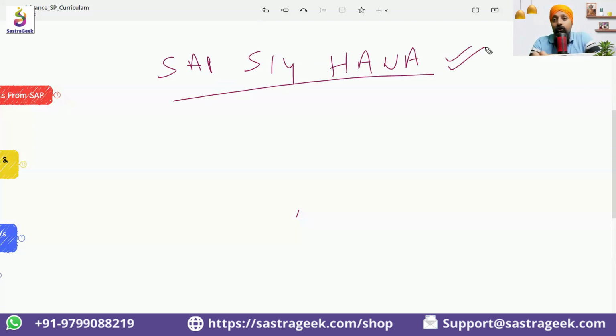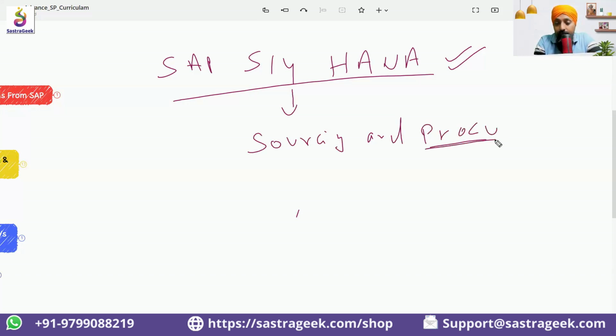That's why this module is called a core module, a core ERP module. SAP is an ERP product, you all know, and SAP S4HANA becomes the core ERP product which provides all this end-to-end functionality. Out of the functionality which SAP S4HANA provides, we are interested in a particular functionality: sourcing and procurement. This is the functionality we are focusing on.